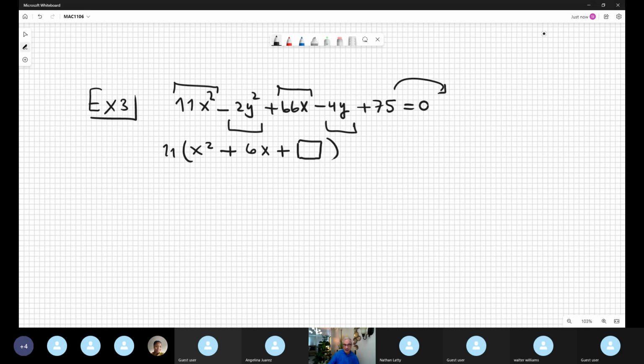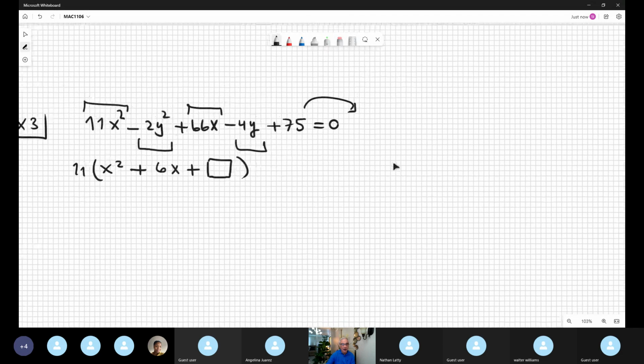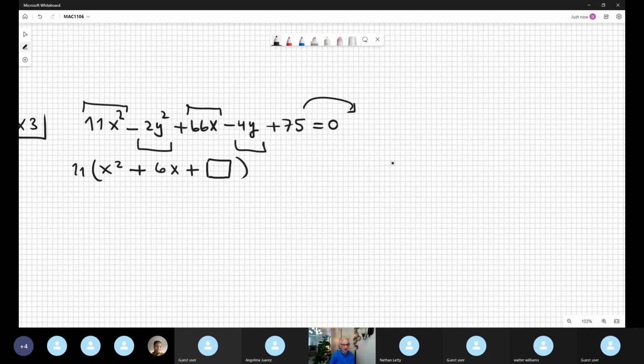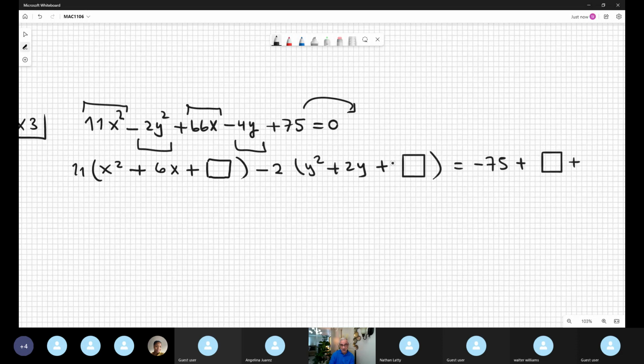Likewise, we are doing the y part. But in the y part, I see that both terms are negative. No problem, factor out minus 2. We have y squared plus 2y, because 2 times 2 is 4, plus another box to complete the second perfect square trinomial. Then, on the right hand side, I have minus 75 plus 2 boxes. The boxes are not necessarily the same, but they are equivalent.